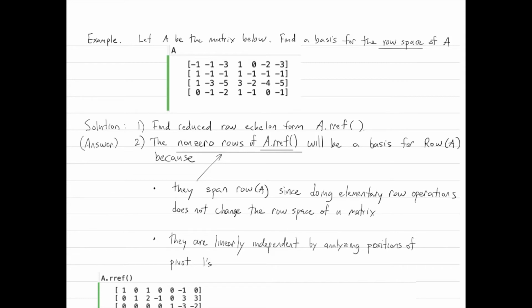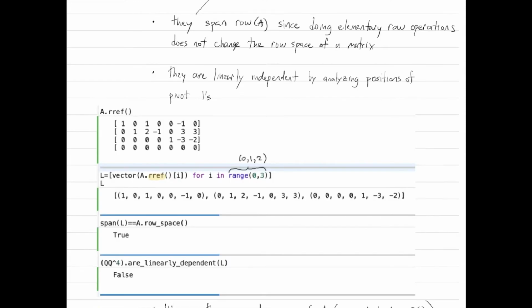And then why are these non-zero rows linearly independent? Remember, we're trying to find a basis. A basis is something that spans and is linearly independent. The reason these rows are linearly independent follows from analyzing the position of the pivot ones. Let's see what I mean by that.